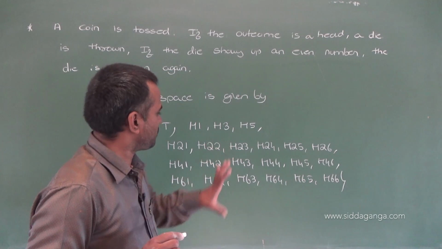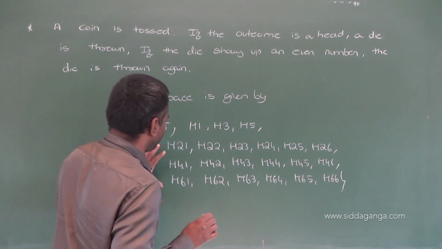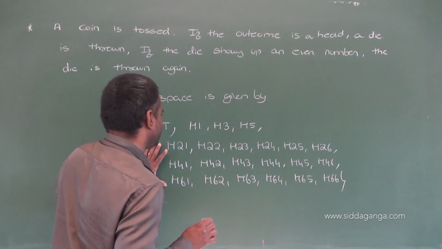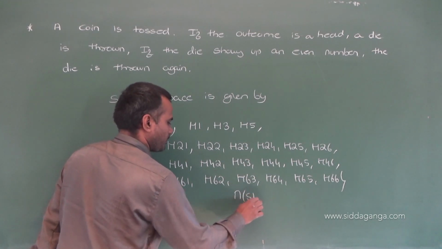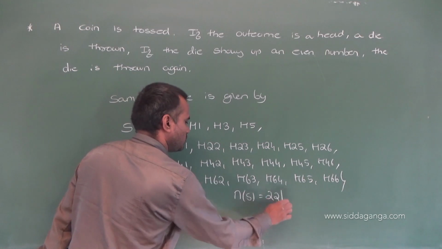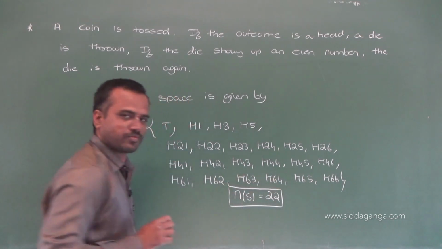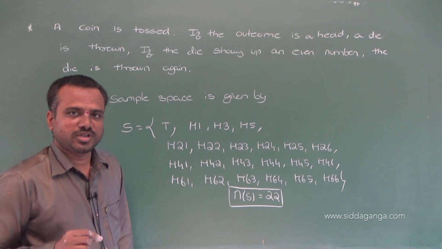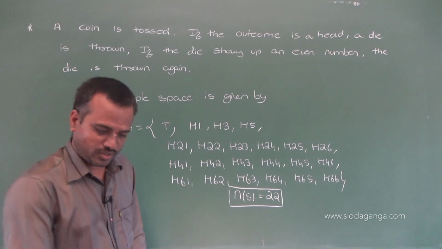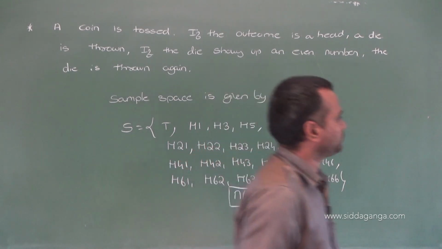So these are the sample points. How many sample points are there? 18 plus 4, 22. n(S) is equal to what? 22. See, observe here, n(S) is equal to 22. Next problem, one more problem.